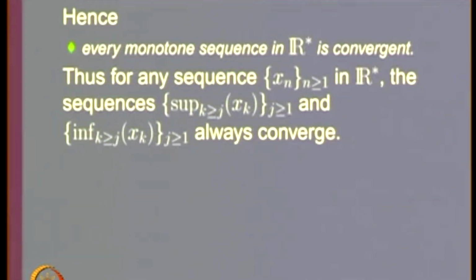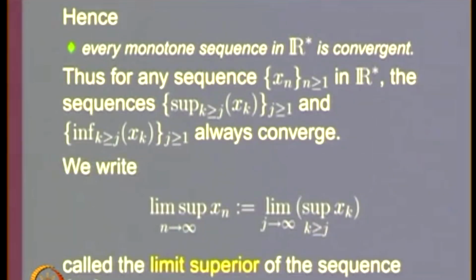Because every monotone sequence is convergent, given any sequence, look at the supremums of that sequence from the stage j onwards. So the supremum over k bigger than or equal to j of xk gives me a new sequence, and that sequence will always converge. Similarly, the infimum over k bigger than or equal to j of xk will also converge, because these are monotone sequences, and monotone sequences in R star always converge.